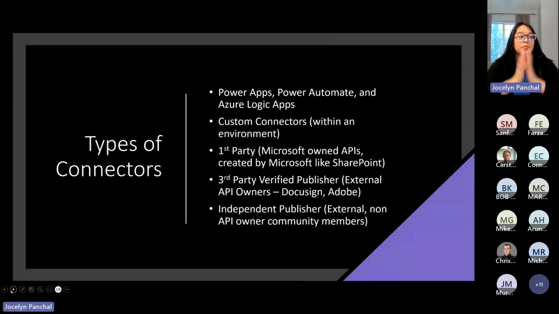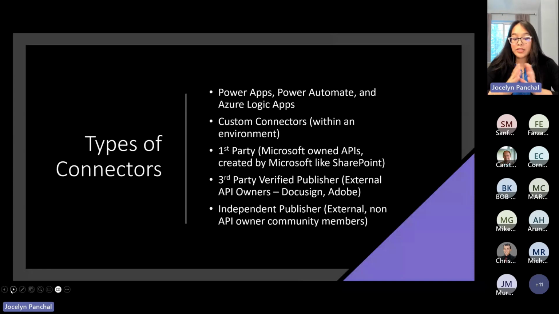The second are third-party verified publishers. These are external API owners, predominantly enterprises, that are leveraging the APIs that they own themselves in order to create these connectors. Some of our big examples include DocuSign, Adobe, Autodesk, SurveyMonkey.